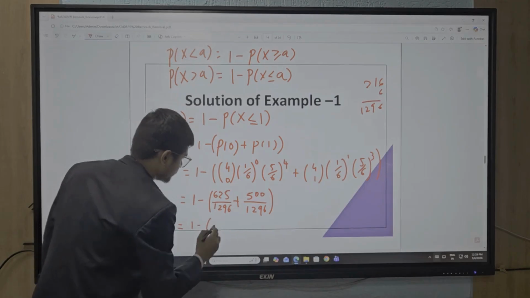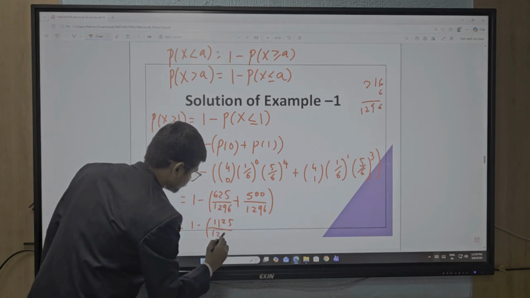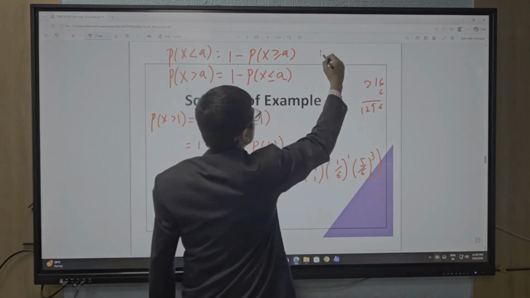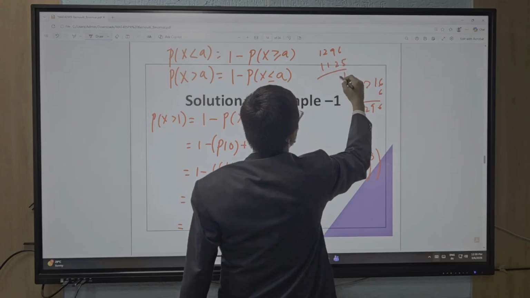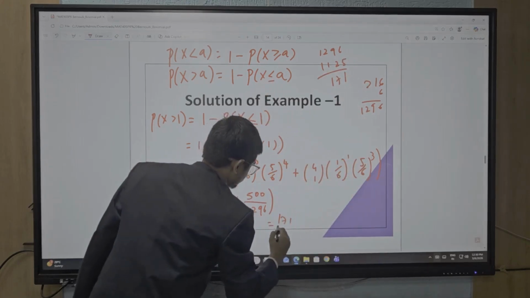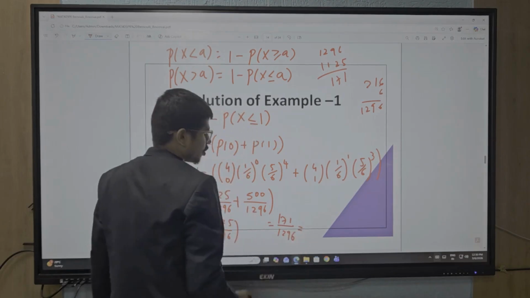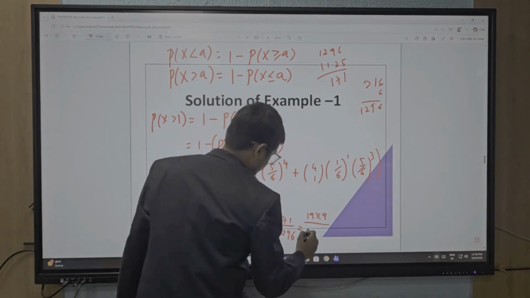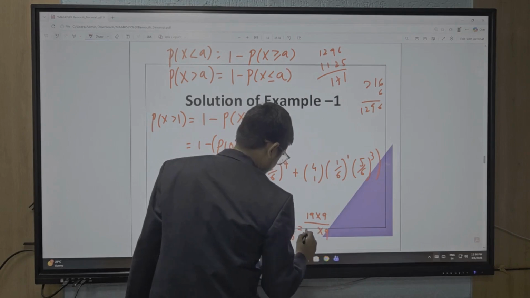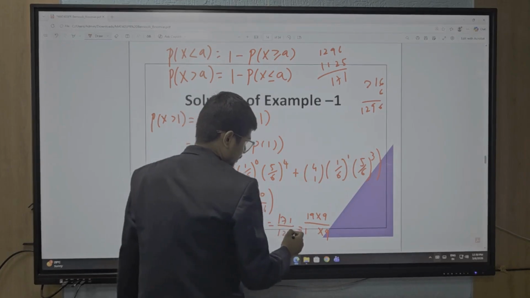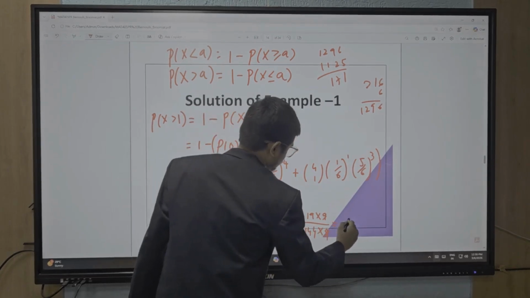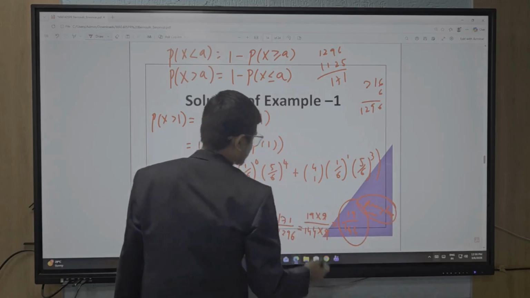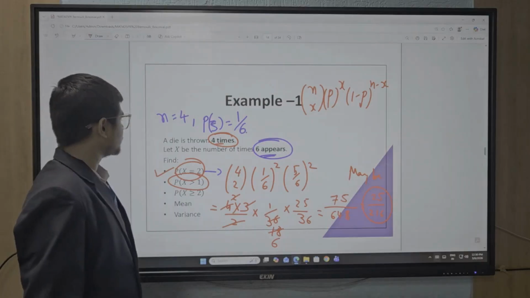So calculate this. Now we can subtract: 1296 minus 1125 gives 171 divided by 1296. Also you can factorize this and solve it. You can cancel, and you can check by yourself also. So here you can get this value.